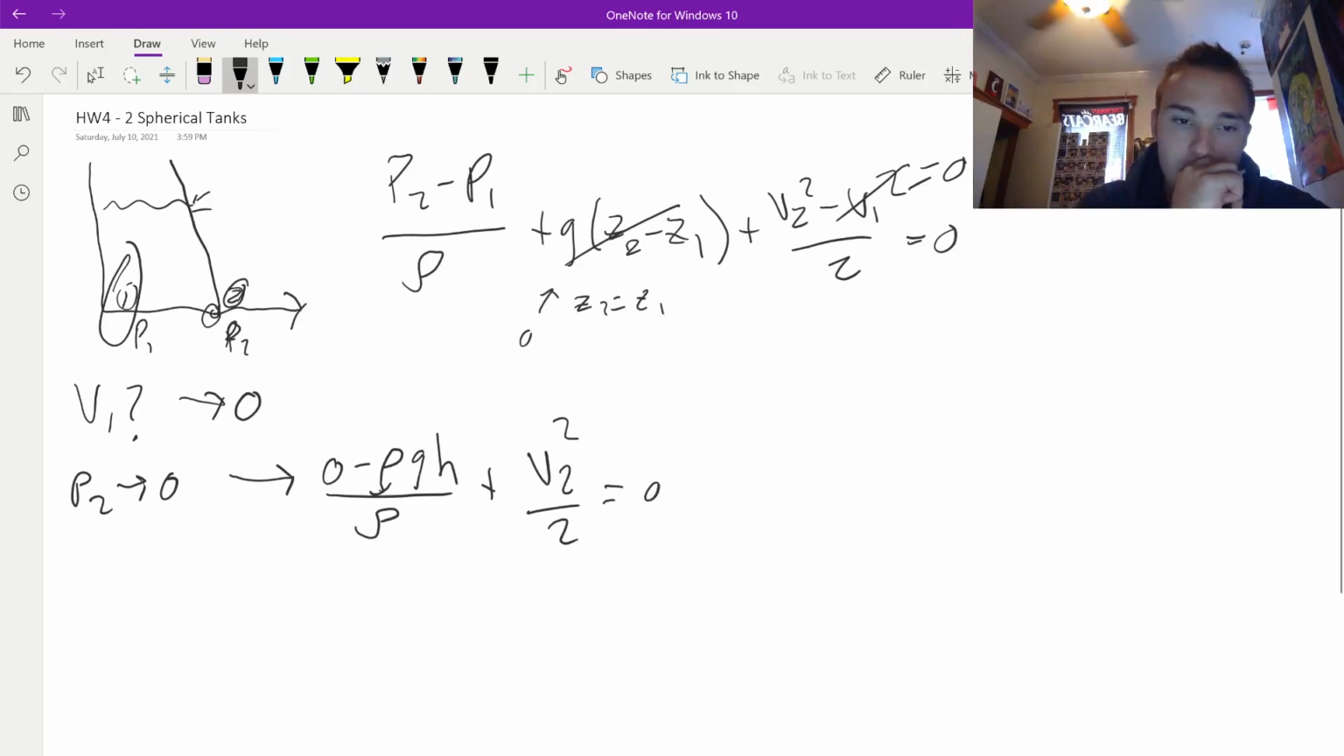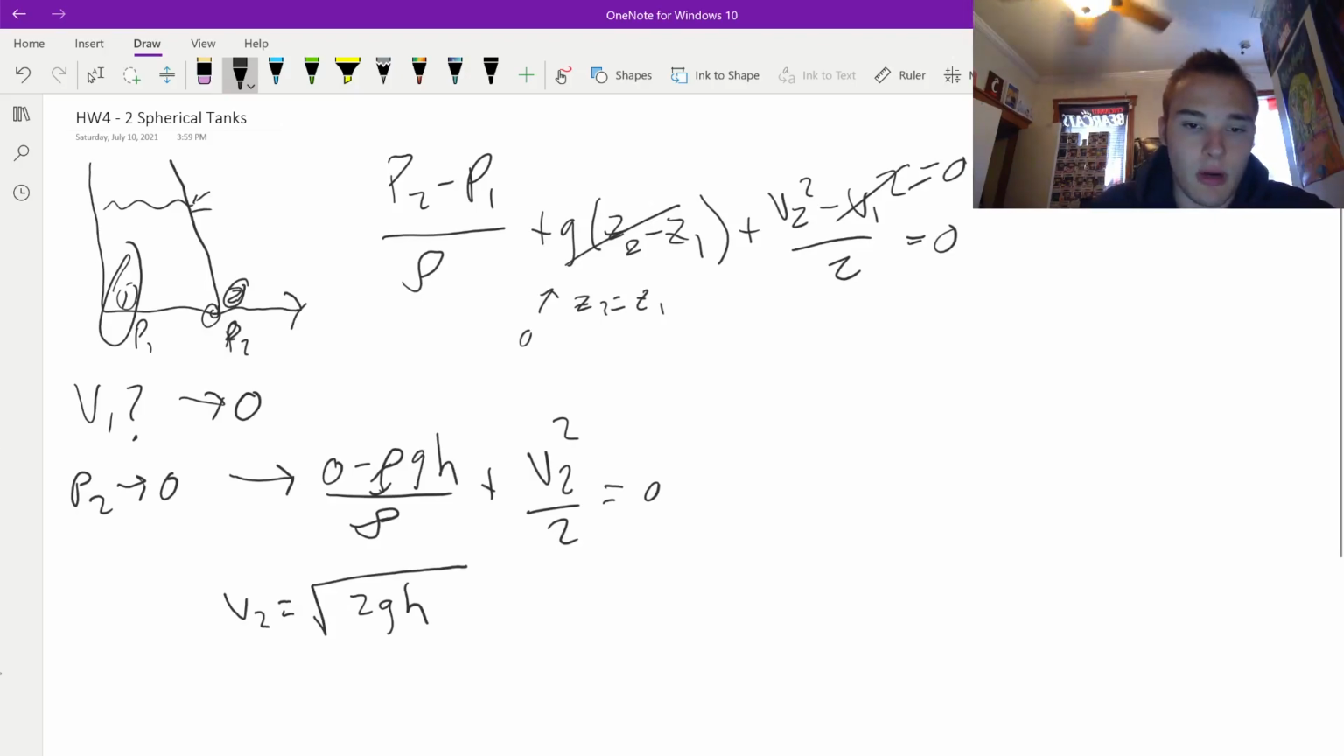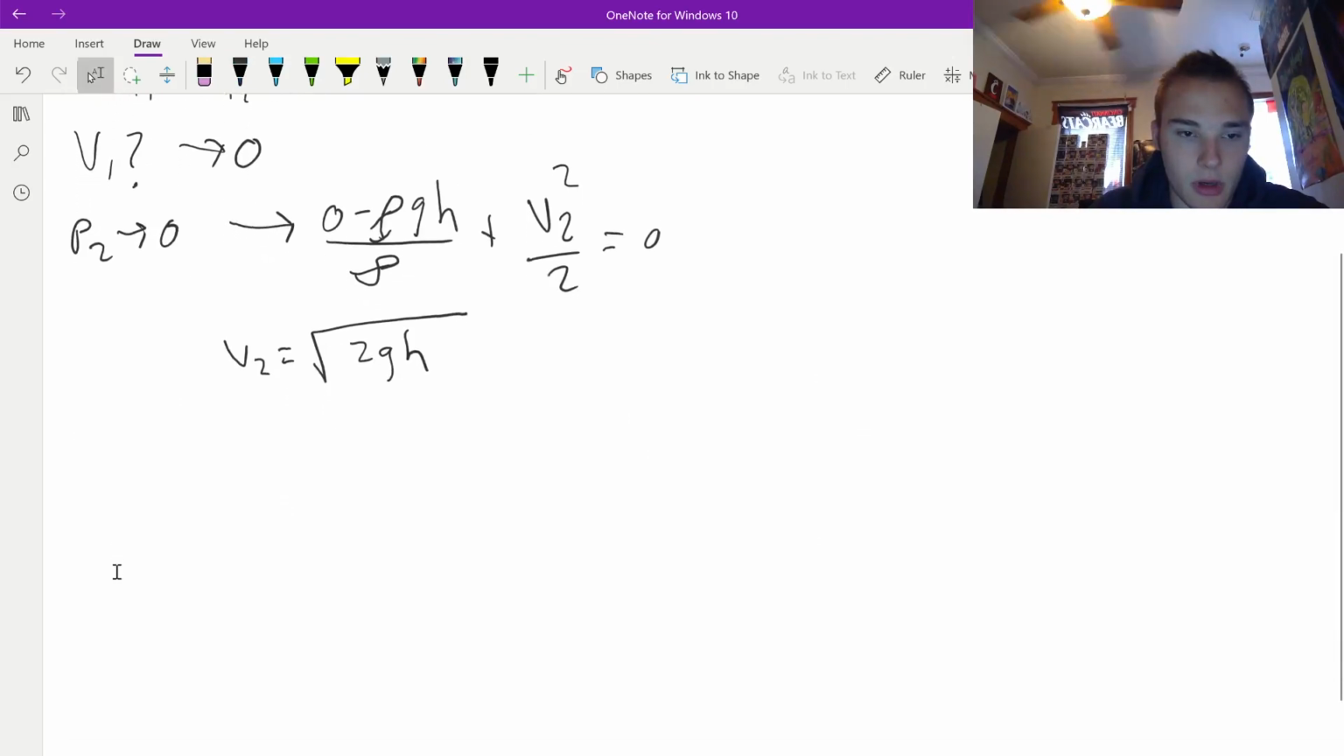So looking at this, we can cancel rho. So this leaves us with v2 equaling the square root of 2 times g times h, and h being the height of the fluid.